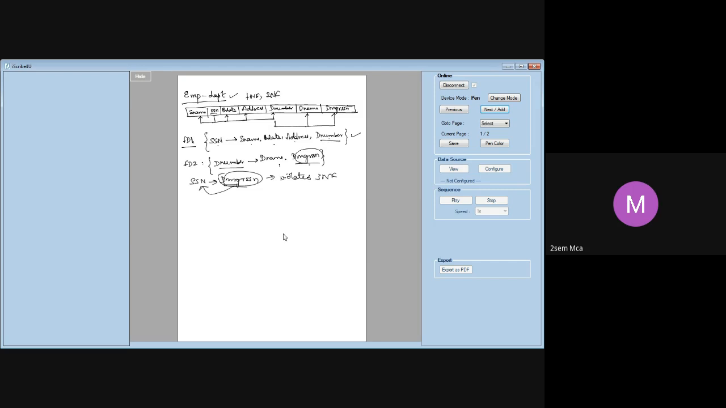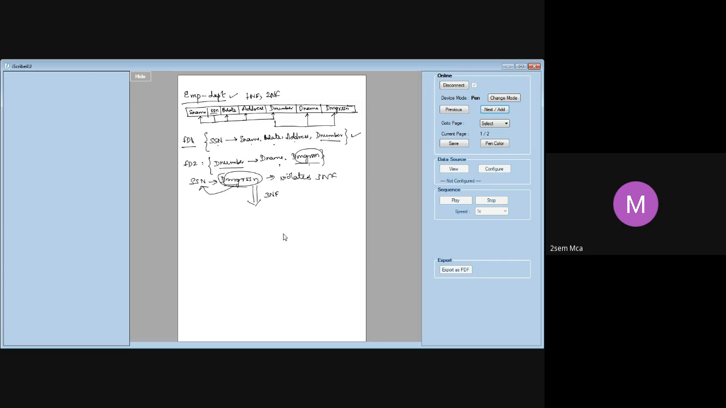Third normal form states no non-prime attribute of R is transitively dependent on the primary key. This is a non-prime attribute because prime attribute is what in this table? Prime attribute is SSN. DMGR SSN is a non-prime attribute, and it is transitively dependent on the primary key. Hence, it violates 3NF. Okay, so we cannot leave it at that, right? We'll have to make it into a 3NF table. So I'll do a 3NF normalization for this particular table.